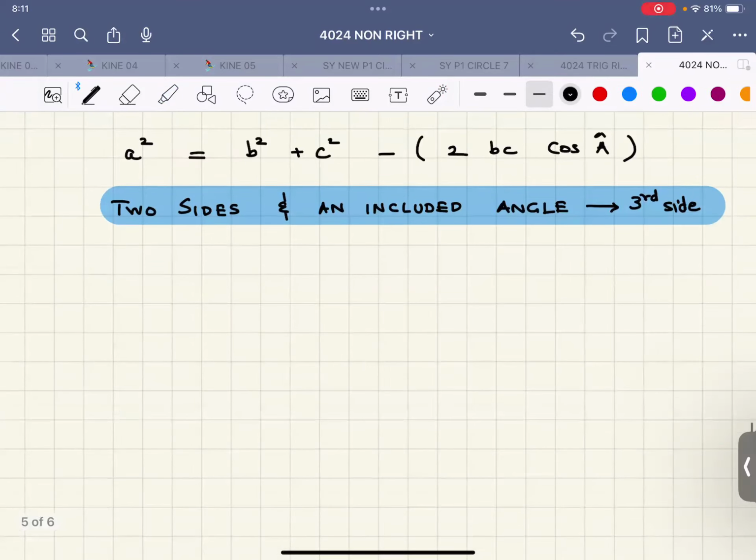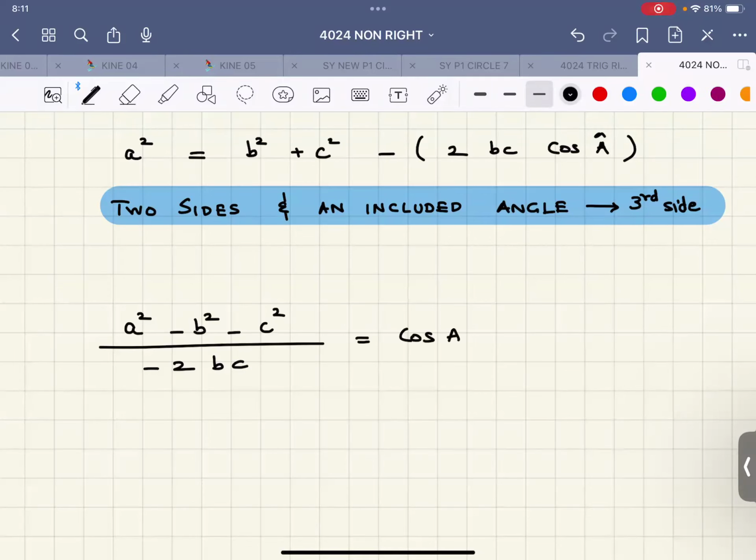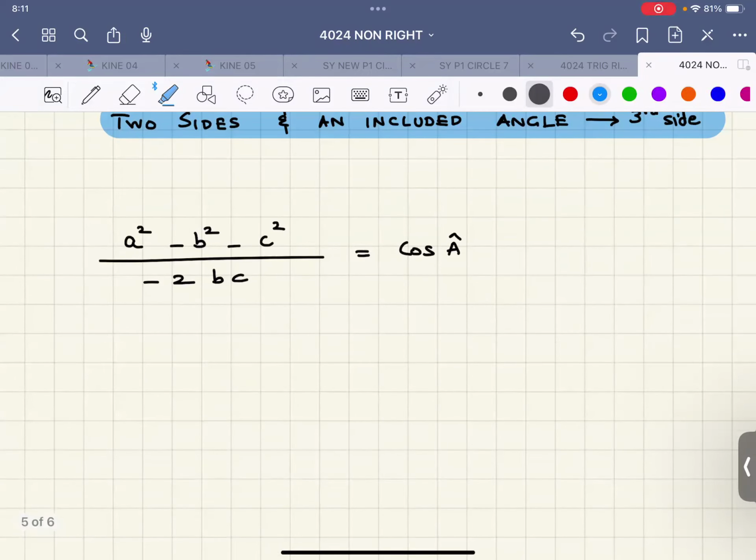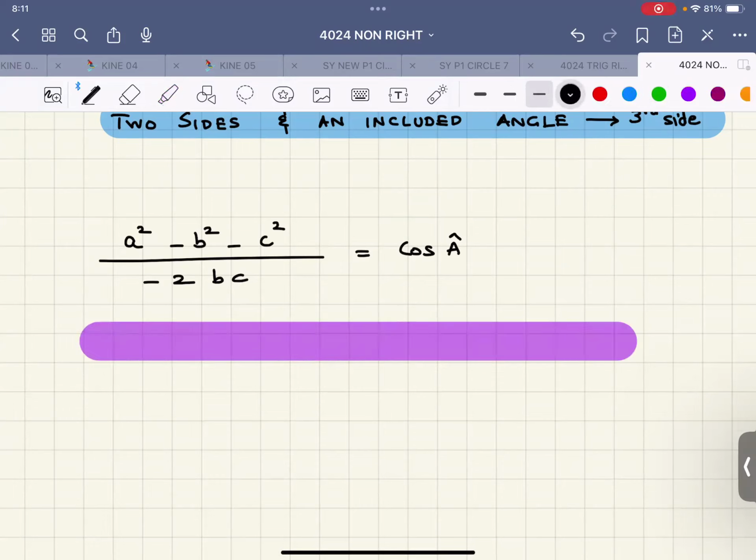What if I rearrange the formula and I write a square minus b square minus c square divided by negative 2bc? This is equals to cosine of A. Now I have three sides. So let me write it down. Now I have three sides given. Find angle opposite to one of the sides.